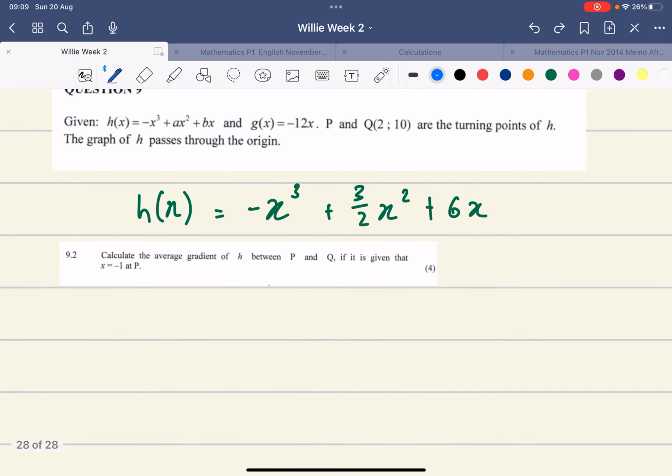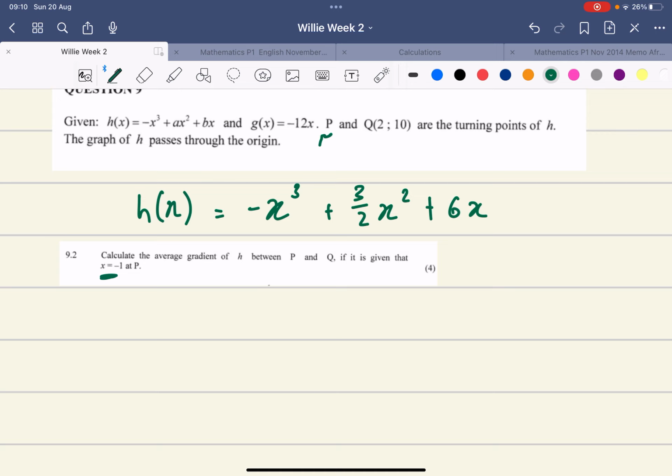So we can use that. Question 9.2 says, calculate the average gradient of h between P and Q if it is given that x is equal to -1 at P. They've given us the x coordinate at P, so P is unknown, and we just need to find the y coordinate.